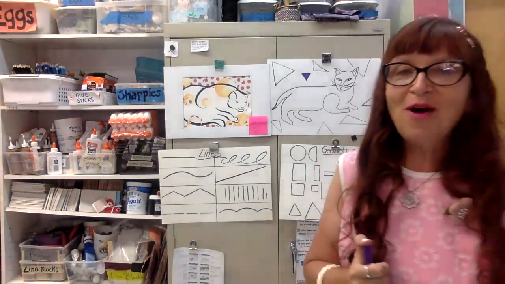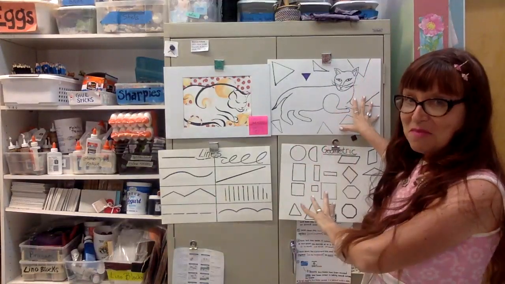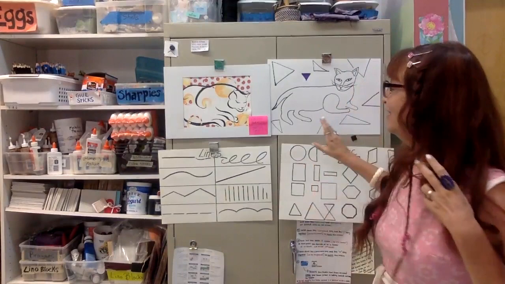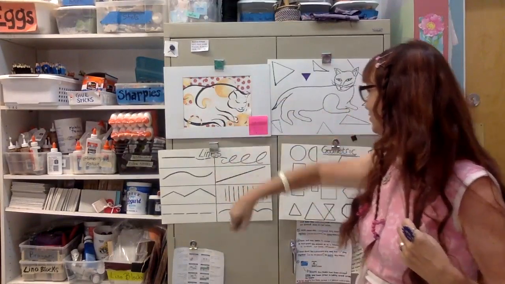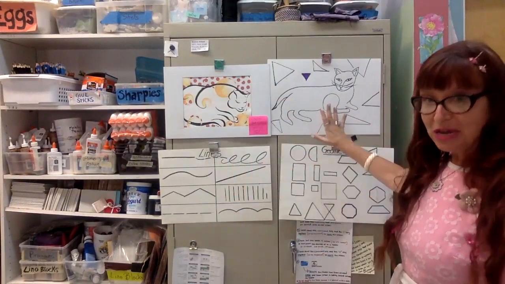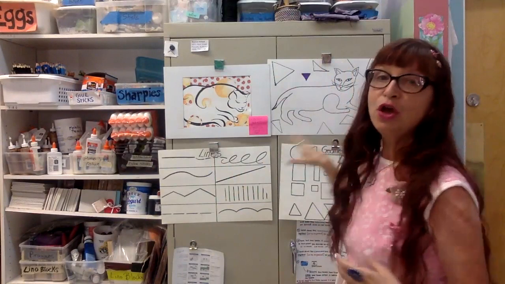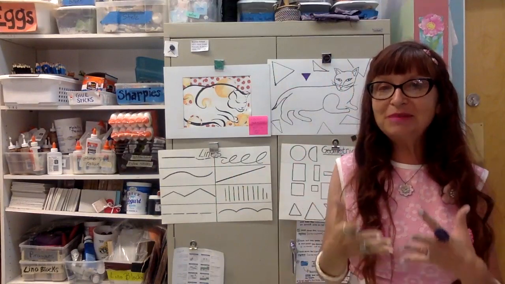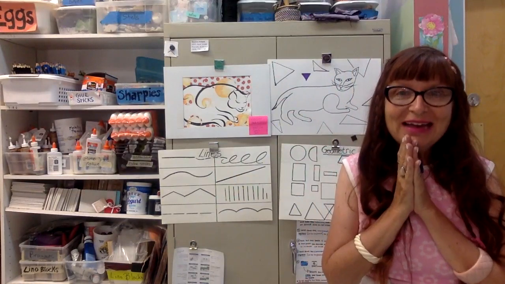Okay? All right. So the important things are we are making a cat. We're gonna use some lines, like some curvilinear lines, and we're gonna use some shapes inside that cat and some shapes in the background. You choose whatever shapes that you want. Okay? Have fun with this. I cannot wait to see what you create.